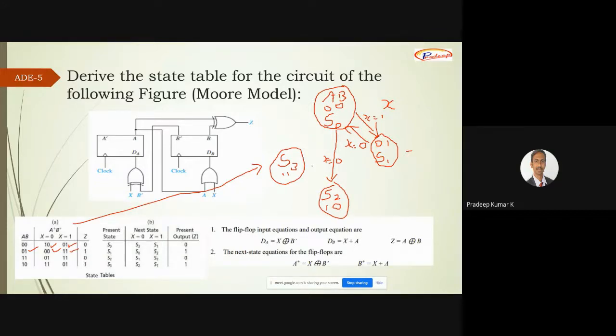Similarly, what happens for the same state when X is equal to 1? It will move to the condition called 1 1. By this way, you can draw the state graph. This is what is called the state graph, this is the state table, and the arrow which indicates the state transition for the graph. So this is one of the better examples to know about the state table and its operation.